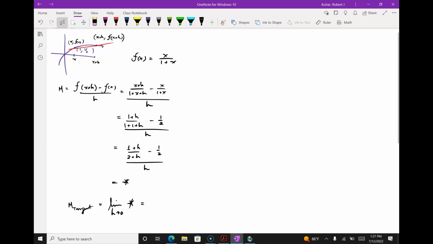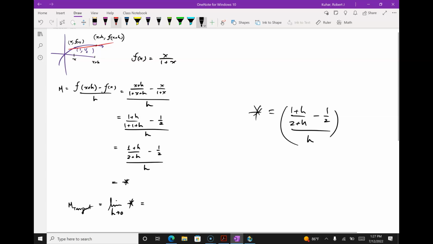So I want to manipulate star, right? Somebody help me. What do I have? 1 plus h over 2 plus h minus 1/2 all over h. What's my LCD? 2 times 2 plus h. And I want to do that over itself. When you see fractions within fractions, you want to make a single fraction where the numerator and denominator are single factor terms. How do I do that? By multiplying by the LCD.